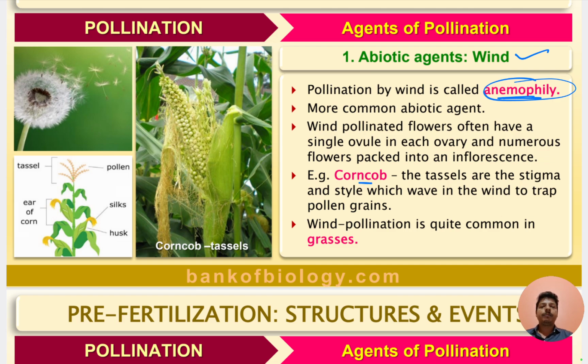Example, corn cob. The tassel. Tassel means the hair, you can see the hairs of the corn are called tassel. The tassels are the stigma and style which wave in the wind to trap the pollen grain. Wind pollination is quite common in grasses.